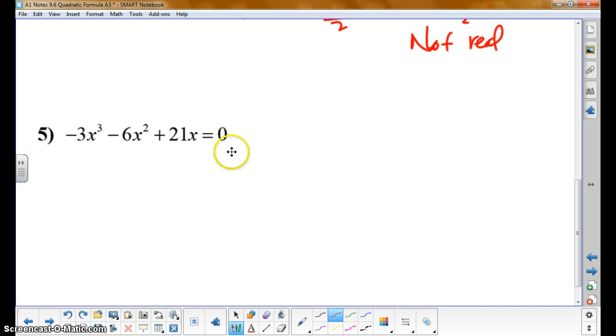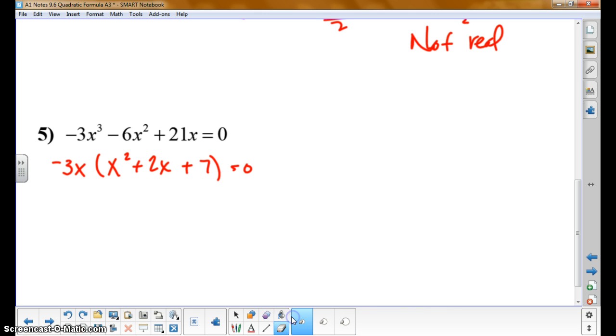Okay, let's do this one. There's a quadratic that's embedded in this, so we're going to factor to find it, and then we're going to do the quadratic. So negative 3x squared plus 2x plus 7 is equal to 0. I've just factored a negative 3. Matter of fact, that's a minus sign, so let me fix that. When you factor a negative 3, you get x squared plus 2x minus 7.